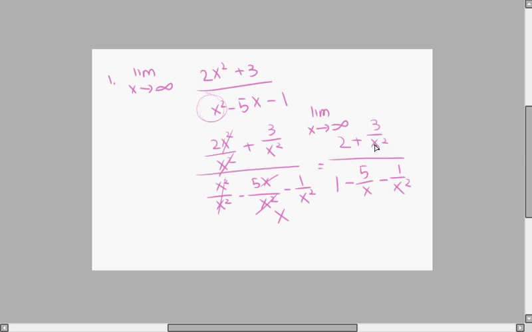3 divided by infinity squared would just be 3 over infinity, since infinity squared is just going to be infinity. And from our previous rules, we know that 3 over infinity is going to equal 0. So we would get 2 plus 0, and on the bottom, 1 minus 5 divided by infinity is 0. So we would get 1 minus 0, and the same thing here. So minus 0. So our result would be 2.